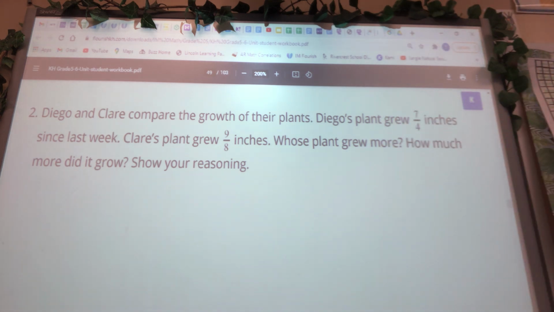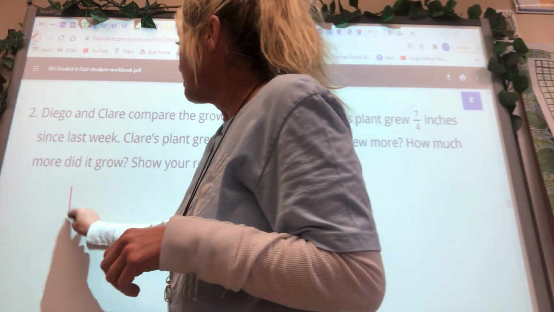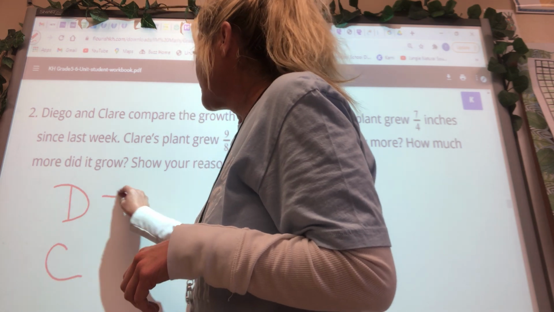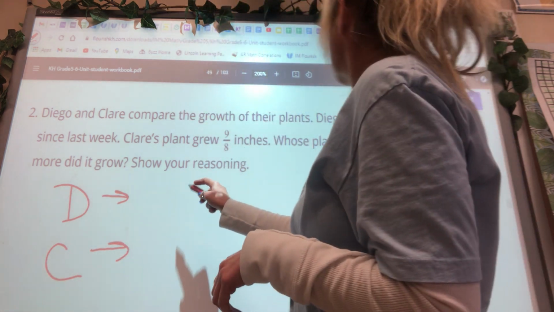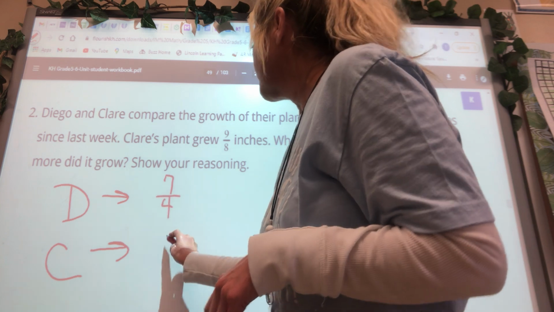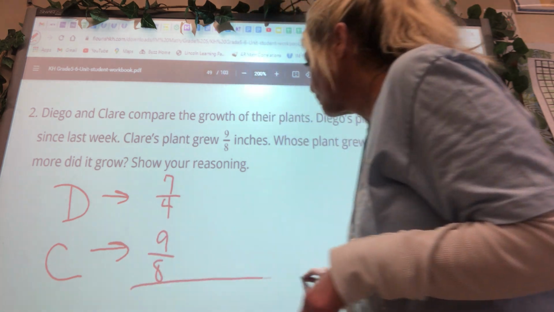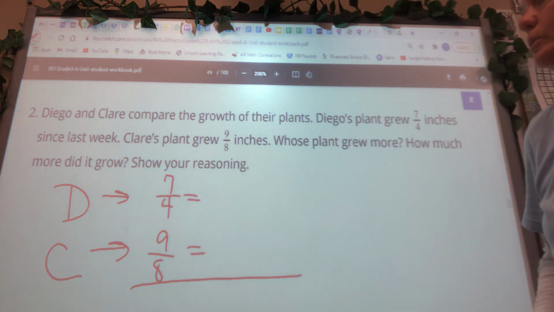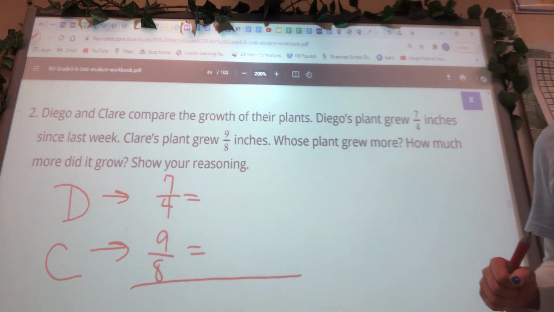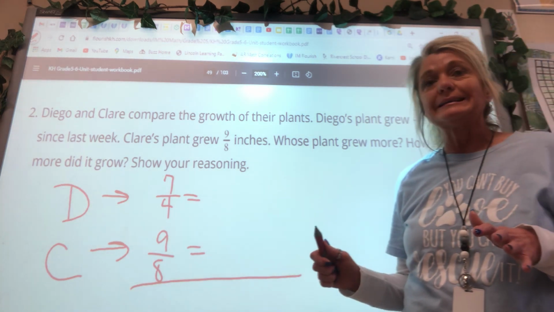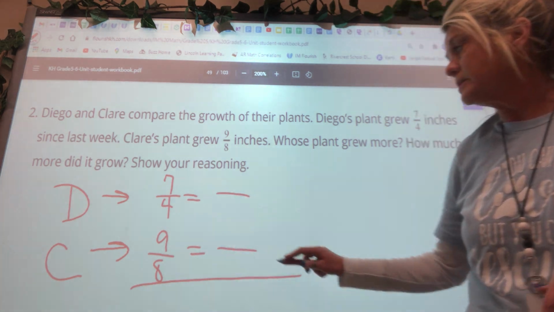Diego and Claire compare the growth of their plants. Diego's plant grew 7/4 inches since last week. Claire's plant grew 9/8 inches. Whose plant grew more? How much more did it grow? Well, first let's just figure out what they grew in the same denominator. Okay, start with the smaller denominator. Will 4 go into 4? Yes. Will 4 go into 8? Yes, so my common denominator is 8.